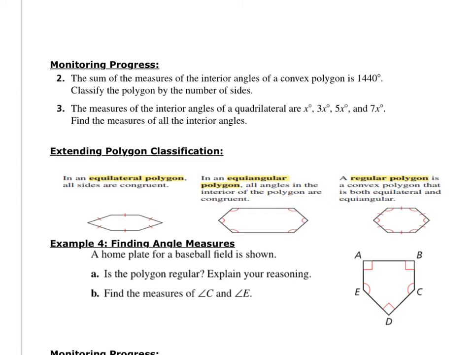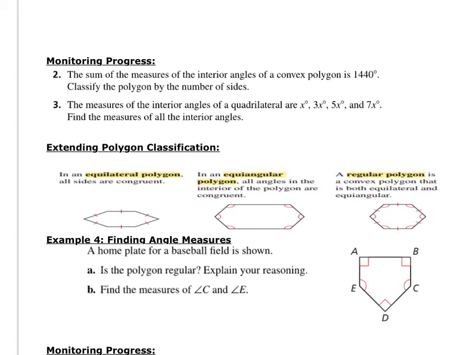So now we're on the second page of notes here. I'm going to do number 2, the monitoring progress, with you or for you, and then I'm going to see how you can do number 3. But on number 2 here, it says the sum of the measures of the interior angles of a convex polygon is 1,440 degrees, and they want us to classify what this polygon is by its number of sides.